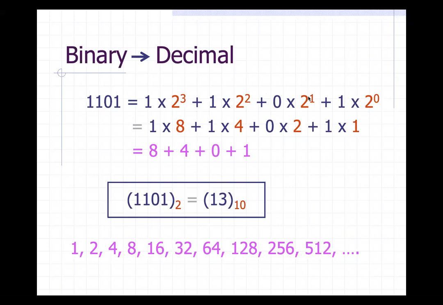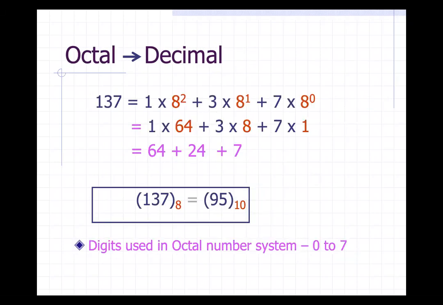Then the result: 2 to the power 0 means 1, 1 into 1. Then 2 to the power 1 means 2, 2 into 0, this is 0. 2 to the power 2 means 4, 4 into 1. Then 2 to the power 3 means 8, 8 into 1. So now your result is 13. Clear? Yes, sir. Now octal to decimal.